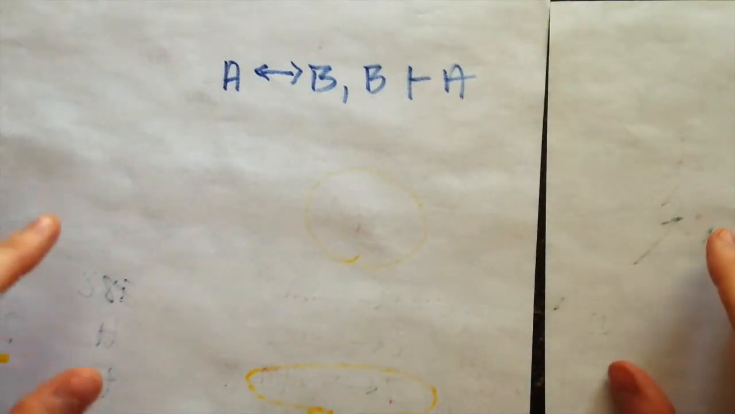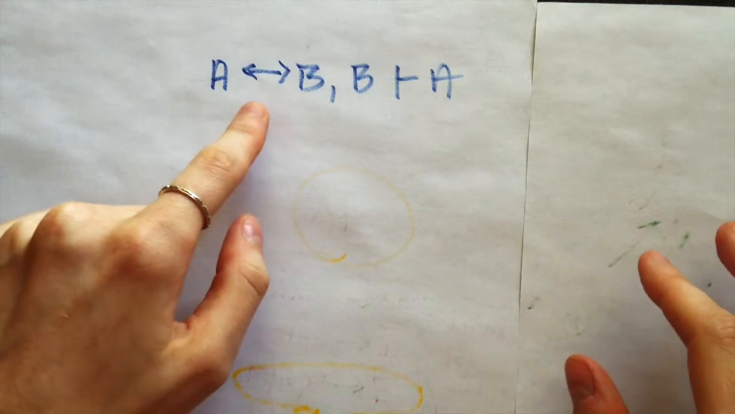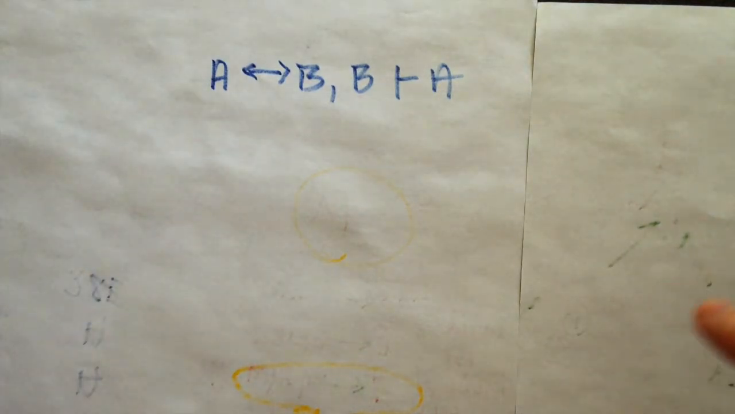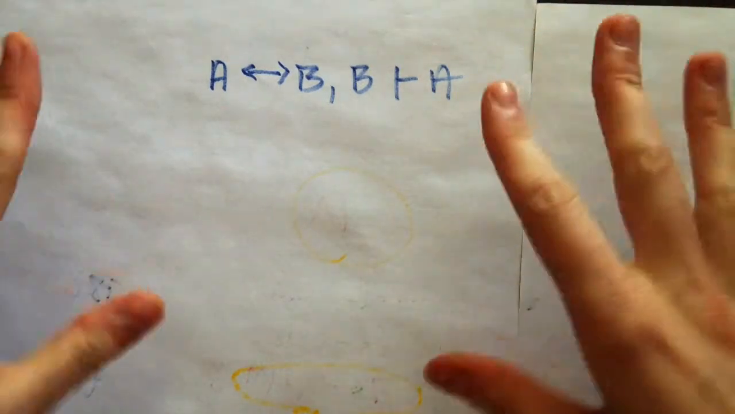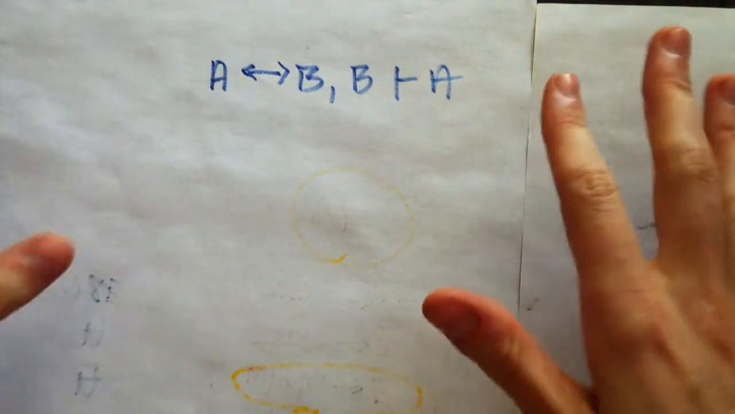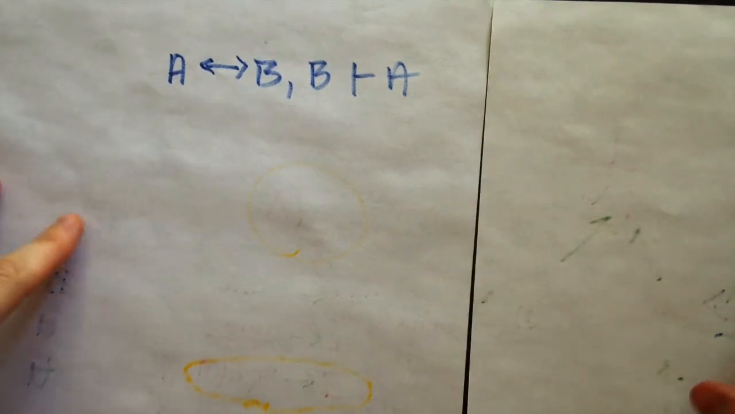Hey guys, so next we're going to look at an example that deals with a biconditional. Now the biconditional, the true rules, people often make mistakes with these rules. So in this example I'm going to try to show you how to use the biconditional rules properly, or at least one of them.